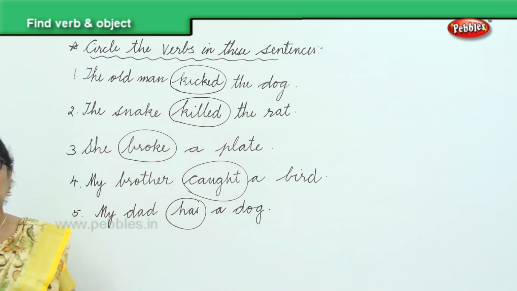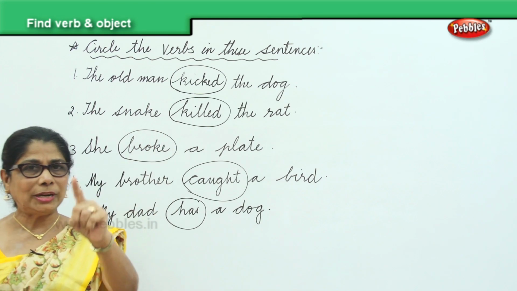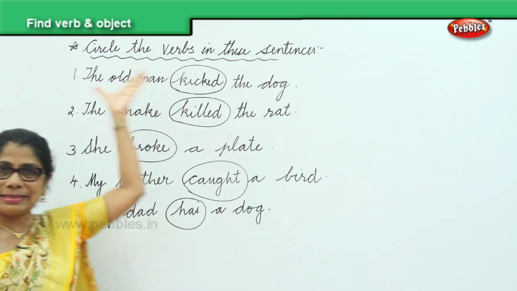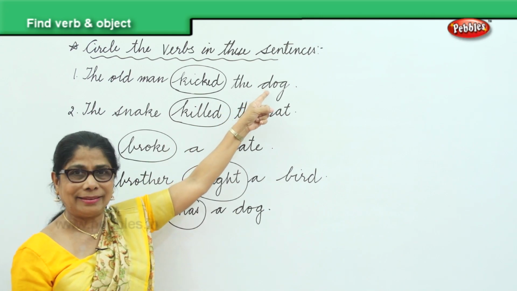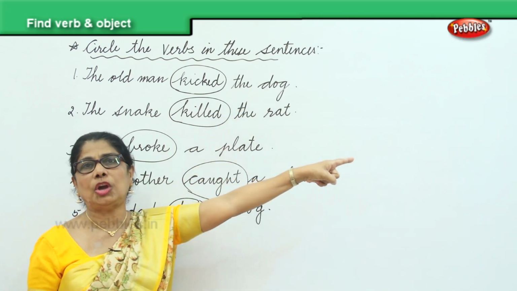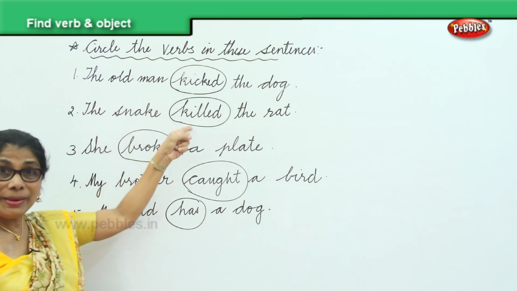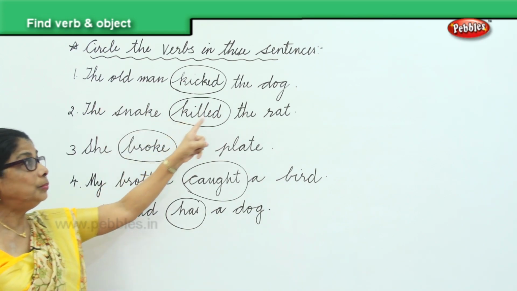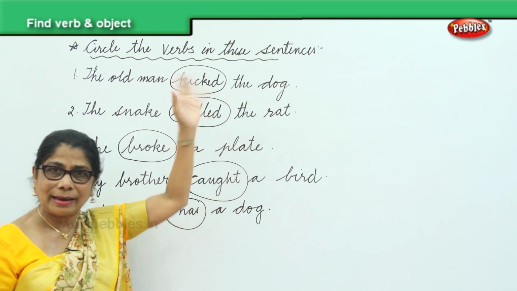Now, let's look at all these sentences, circling the verbs in a sentence. What did we learn? A sentence has a subject, it's got a verb, and it's got an object. So something is done to the object. What is the subject here? The snake. What is the verb? Killed. What is the object here? Rat. What has been done to it? It's been killed. The rat is killed.